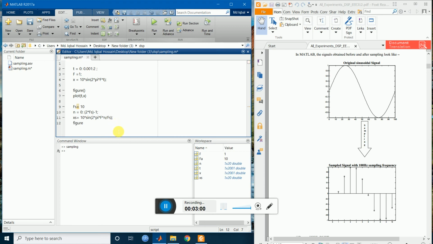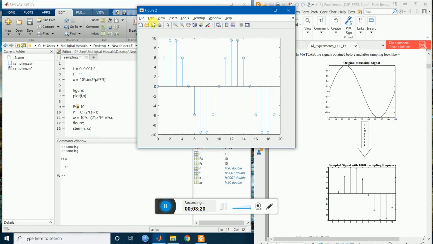Give a figure number out there. Figure. Okay, and then instead of plotting I'll use stem n versus xs. So let's run this code. And you can see I have 10 points out there per second. So 1, 2, 3, 4, 5, 6, 7, 8, 9, 10. And another 10 points out there.